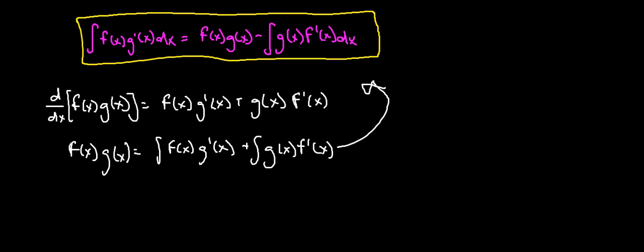So now how to use this formula. Let me use the example, let me say, I want to integrate x sine x. So what I need to do to use this formula is pick one of these things to be f of x and the other one to be g prime of x. That's the part that most people make the mistake.